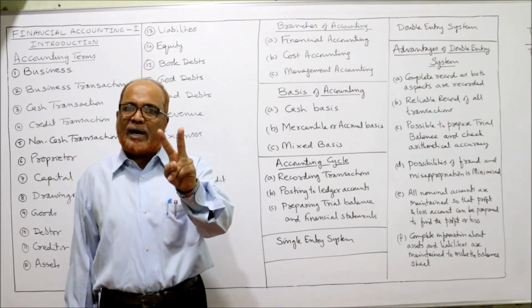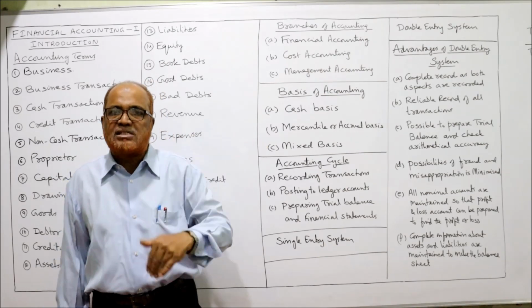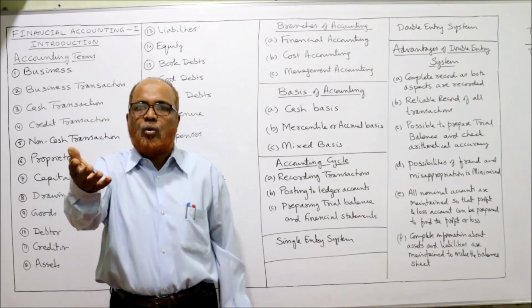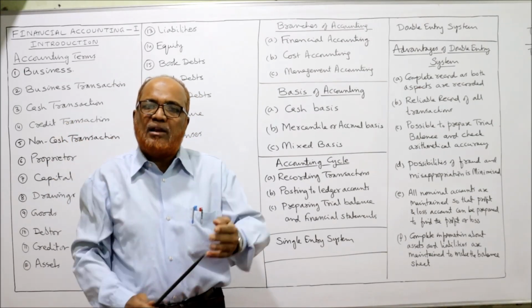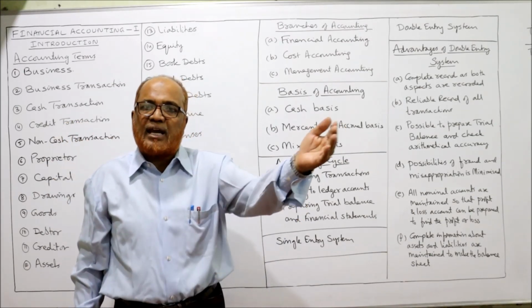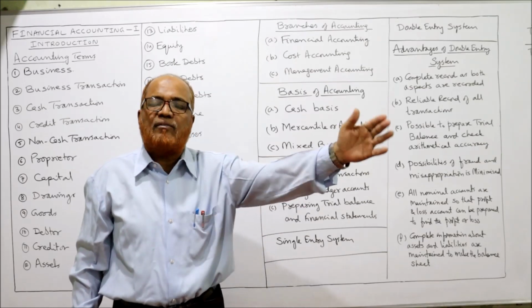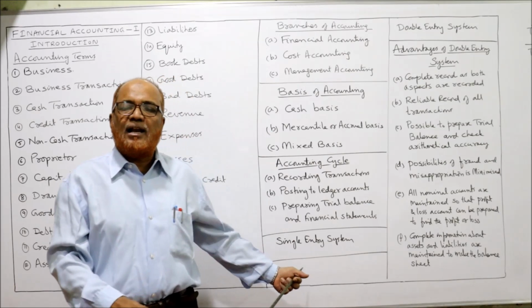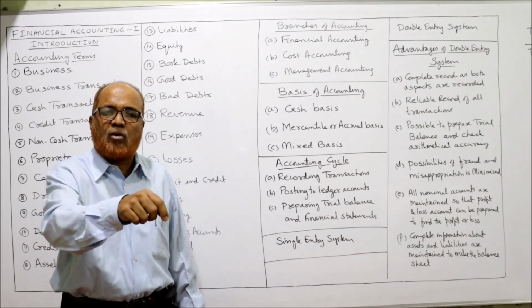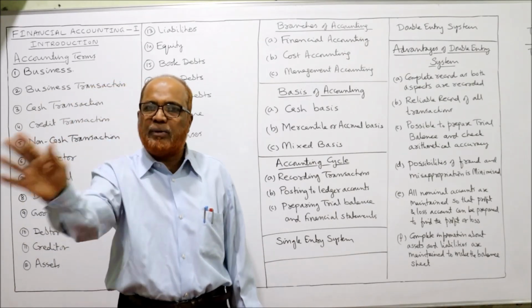Every transaction will have two aspects, giving aspect and receiving aspect. When we sell the goods, we are parting away the goods and we are getting the cash. Similarly, when we purchase the goods, we are getting the goods and we are parting away the cash. So every transaction has two aspects. In single entry system, only one aspect will be recorded, the other aspect will not be recorded.